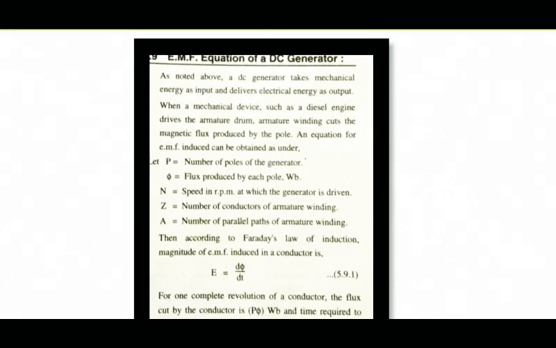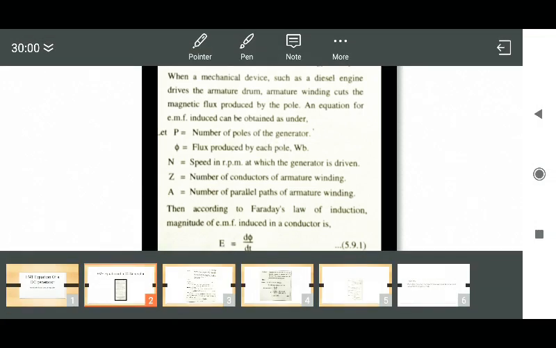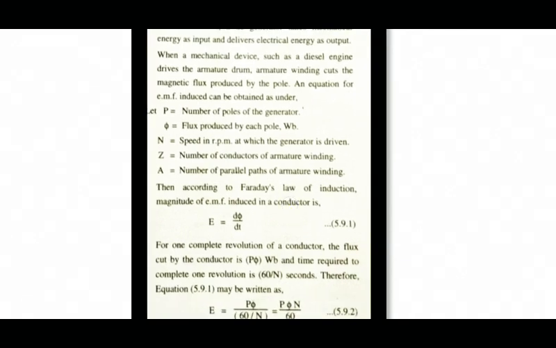An equation for the EMF induced can be obtained as under. Let capital P be the number of poles, phi the flux produced by each pole, capital N the speed in RPM at which the generator is driven or rotated, Z the number of conductors of the armature winding, and A the number of parallel paths of the armature winding.